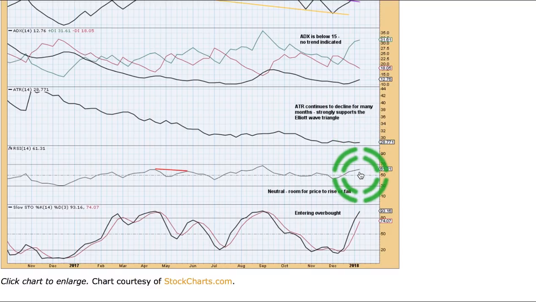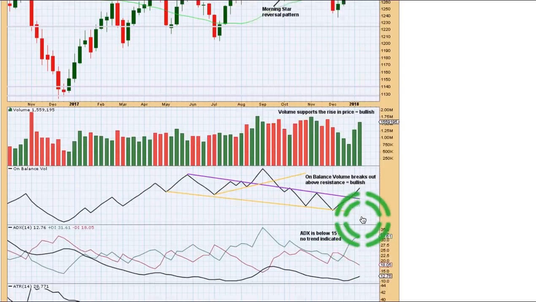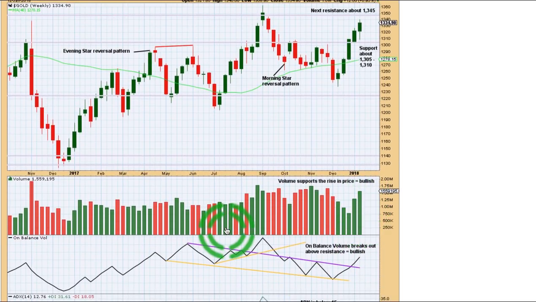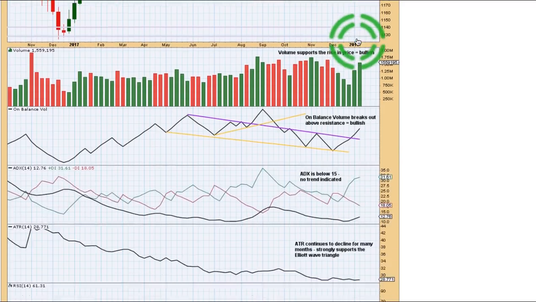RSI is neutral, there's still room for price to rise or fall, and MACD is still quite bullish. Stochastics is still bullish, but only just now entering overbought. And so the picture at the weekly chart level is still quite bullish and still exhibits no evidence of weakness that we should be using to indicate an end to this upward swing yet.